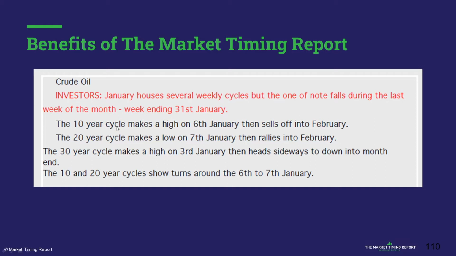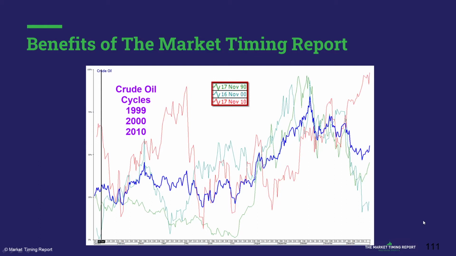So what we're seeing here is that the 10-year cycle and the 20-year cycle both made turns on the 6th and 7th of January, very close together. One made a high, one made a low. But the point is there's an inflection there, right? And then actually we saw one on the 3rd in the 30-year cycle. So basically we're saying the 6th to 7th was quite an interesting turning point in this market. We'll come back to that in a minute as well.